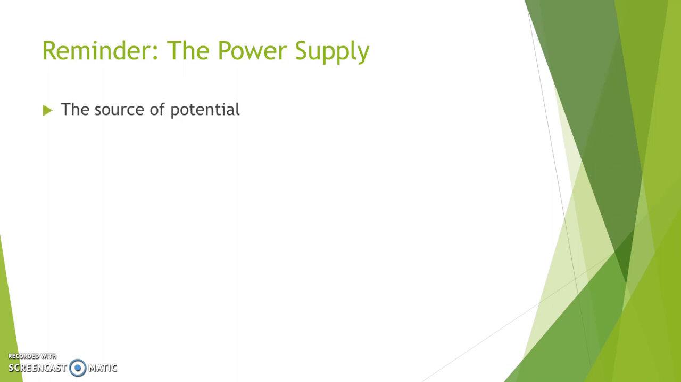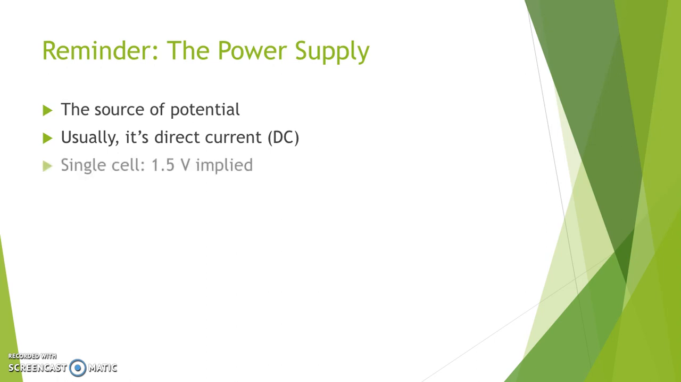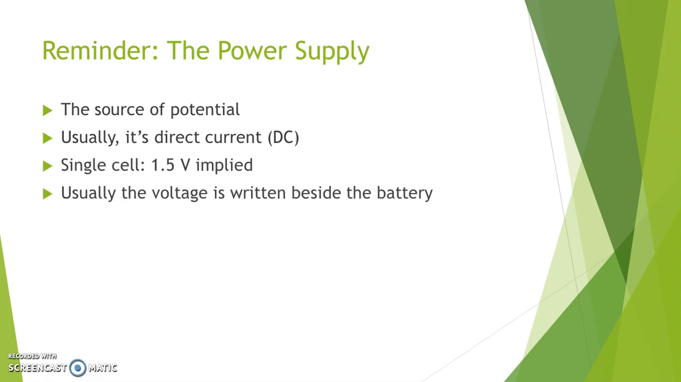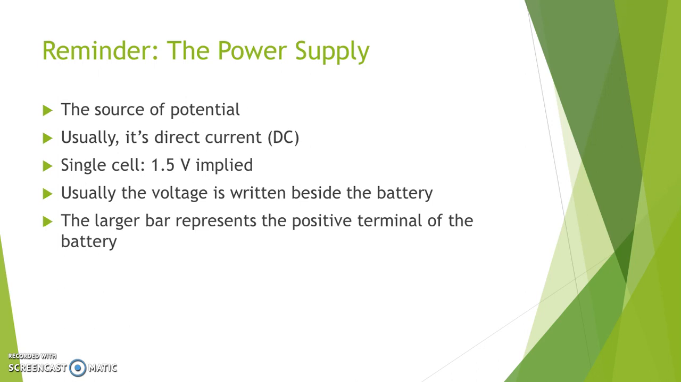Okay, a quick reminder about the power supply. It's our source of potential. It's always going to be direct current for our robots, mainly because it's a battery. So if you see, interestingly, if you see a single cell, it's implied it's 1.5 volts. Usually you'll write the voltage beside the battery rather than counting out a whole bunch of cells.